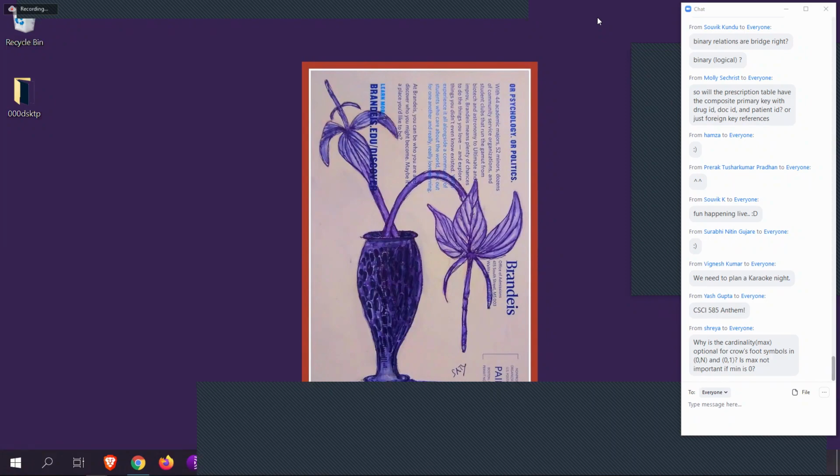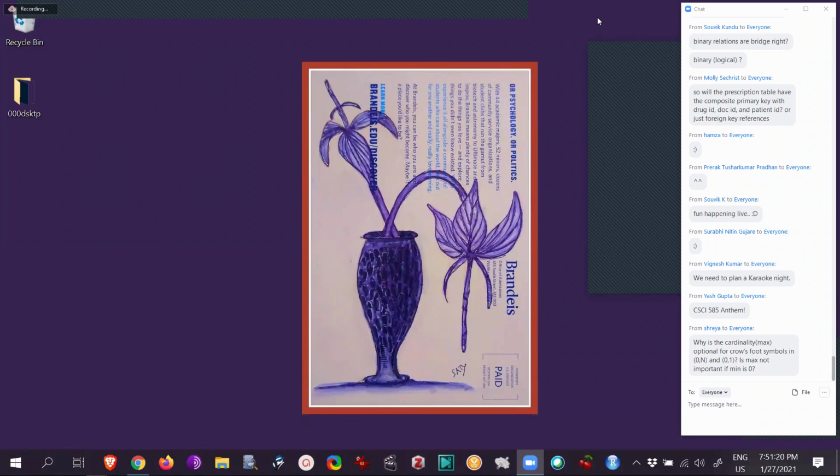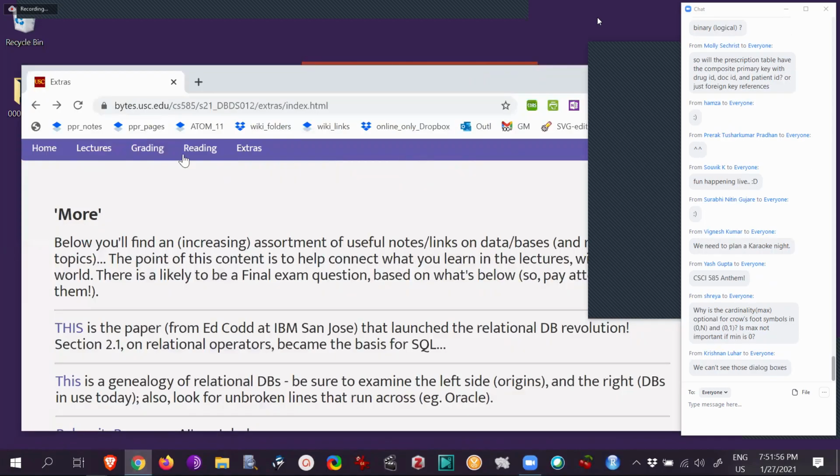All right, so why is the cardinality max optional for crowsfoot 0 max enough? Is max not important if min is 0? I mean, max and min are two different things. In crowsfoot, you still see two symbols, right? You see a circle, and then you see a line. The circle is 0, the line is 1. So we actually never leave them out. Either numerically, we say things like 0,n, 0,1, 1,1, or 1,n, or in crowsfoot notation, you draw the circles. Is that what you're asking? You're not going to leave it out. So there's still a way to specify that.